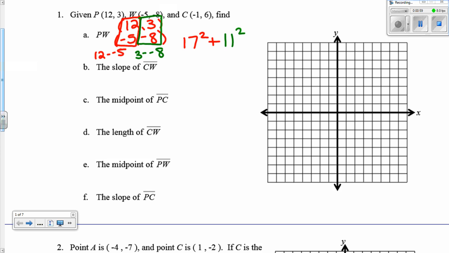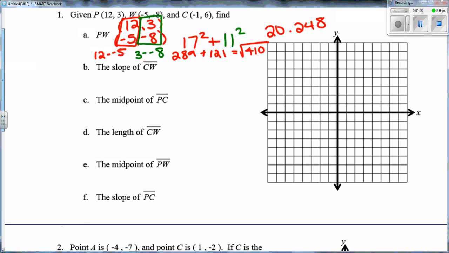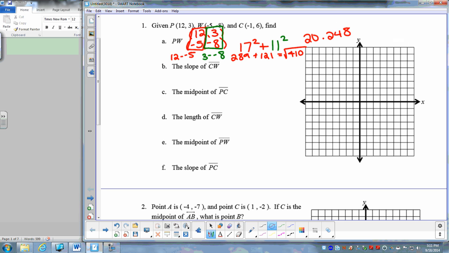And then we have, let me do the math here, 17 squared is 289 plus 121, which equals 410, and then the square root of that, which is 20.248. So there's your answer. I'm just going to make the pen a little bit smaller. Okay.